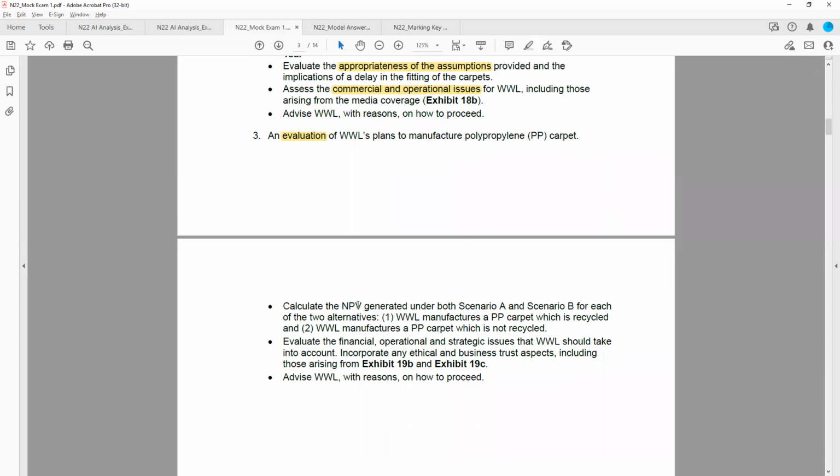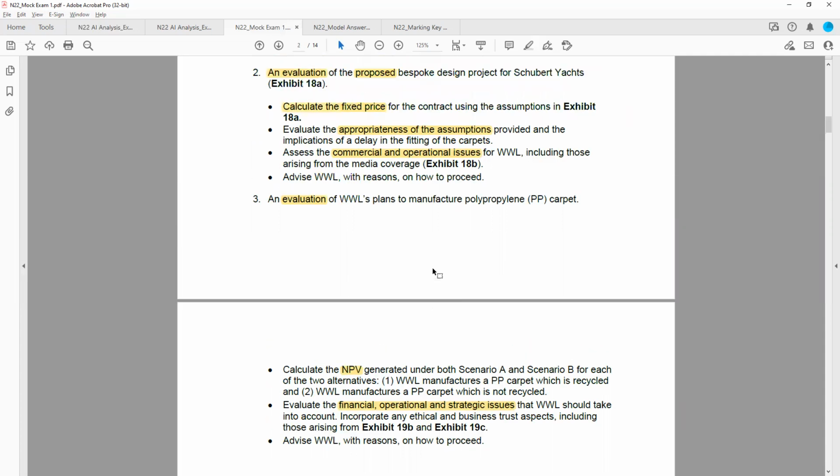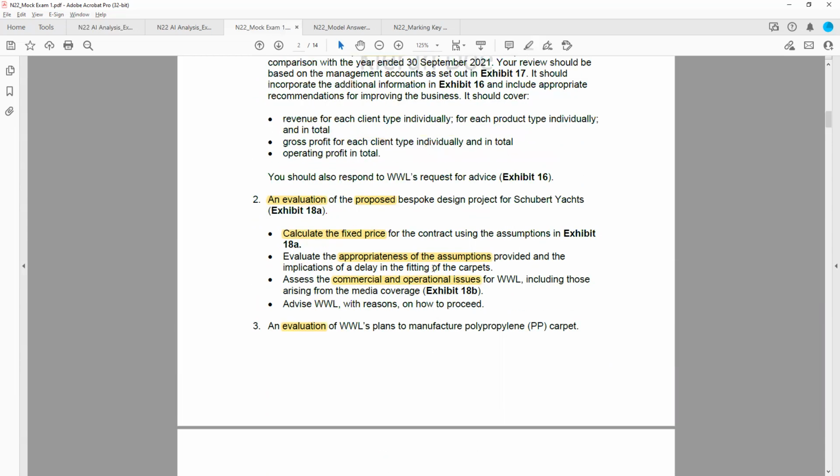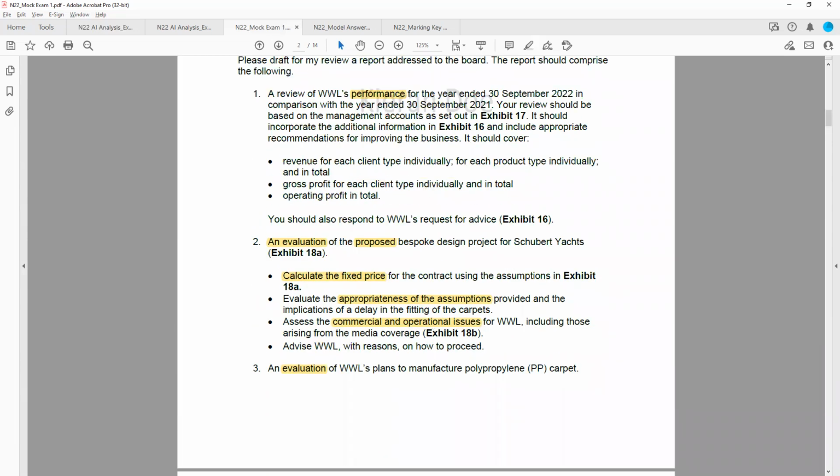There'll be a financial calculation to perform, and then again you'll need to discuss non-financial issues like operational and strategic, and there could be ethics in there as well. So yes, out of the 3 requirements, requirement 2 and requirement 3 are the most similar, but they do have their slight differences. And requirement 1, of course, is probably the one you are most familiar with.